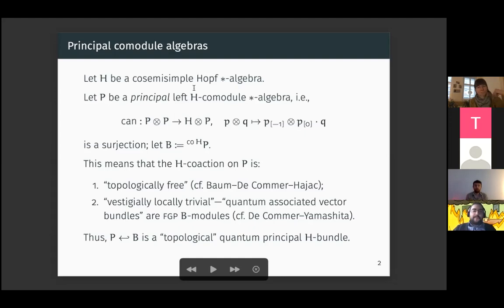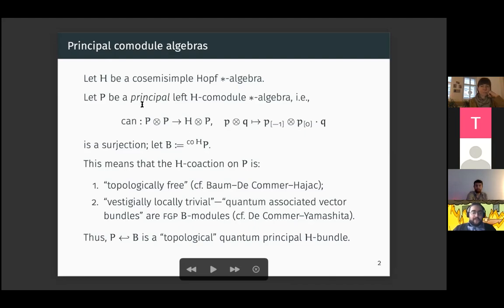So when you're co-semi-simple, you're in this regime that includes group algebras of discrete groups, and basically your compact Lie groups. The algebraic distillation of principality boils down to this, by the work of various people. If P is your algebra, let B be the subalgebra of co-invariants. That's the analog of the base space. So P is the non-commutative total space, B is the non-commutative base space, H is the structure group.